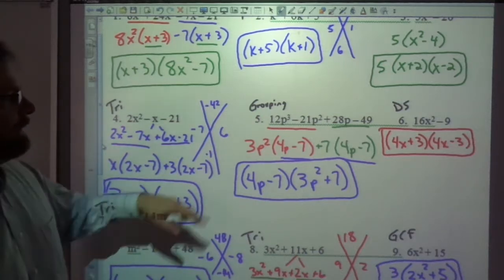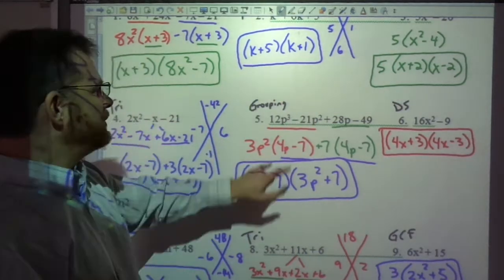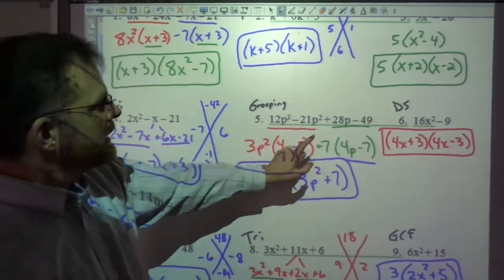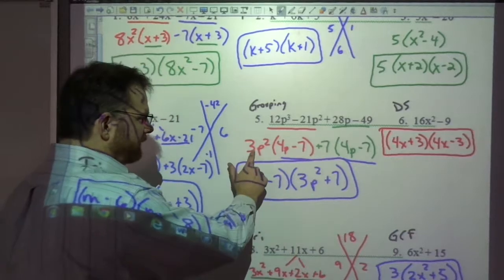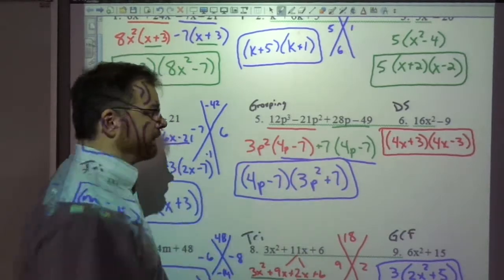Number 5, 4 terms. That's grouping. GCF here is 3p squared. GCF here is 7. They both have a 4p minus 7. Pull that out front. Leftovers.